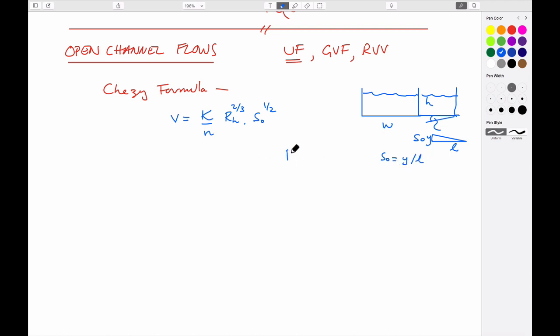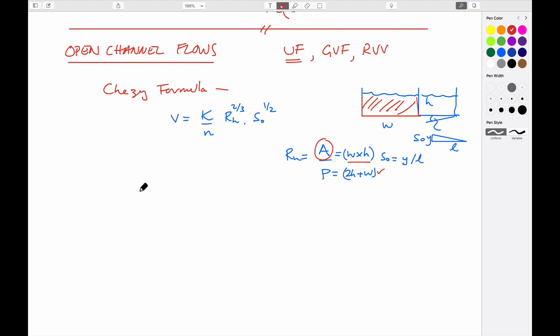And by definition, the hydraulic radius is equal to the area of flow, which in this case would just be equal to W times H, divided by the wetted perimeter, which is just equal to 2H plus W. That would be this length here, plus this length here, plus this length here on the bottom, as opposed to the total area here, which is this magnitude here.